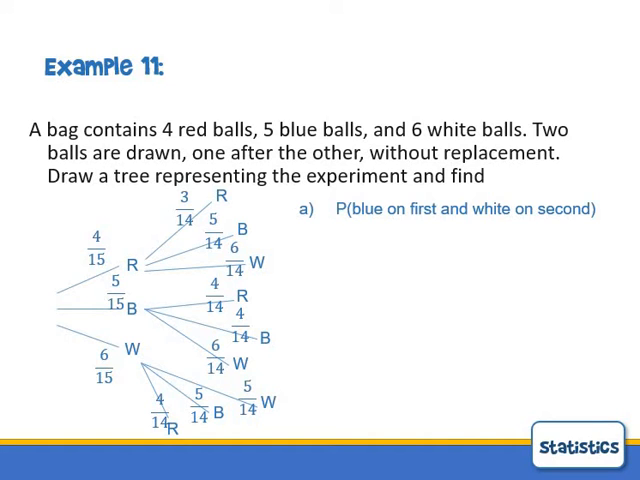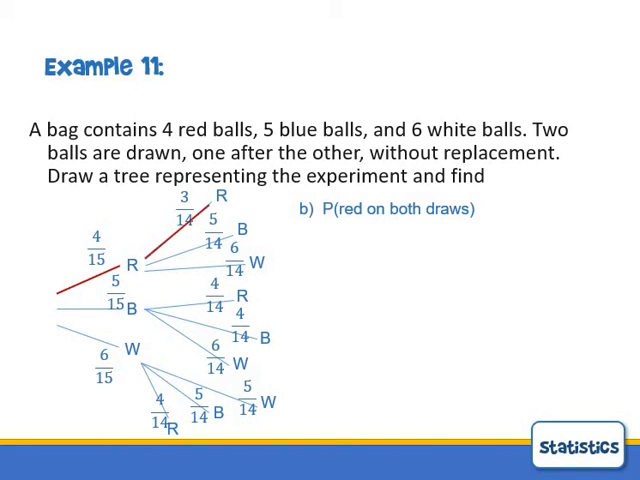Okay? So here we go. What's the probability that we get a blue on the first and a white on the second? So now we can just follow the branches of the tree. Get a blue on the first, a white on the second. So we'd have 5 out of 15 times 6 out of 14 would be our probability, which is 30 out of 210, or 0.1429.